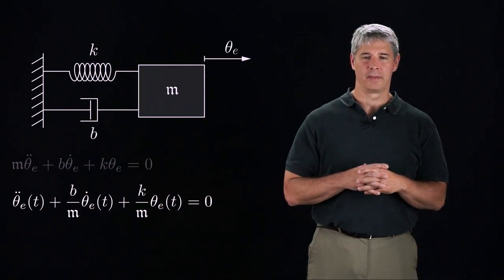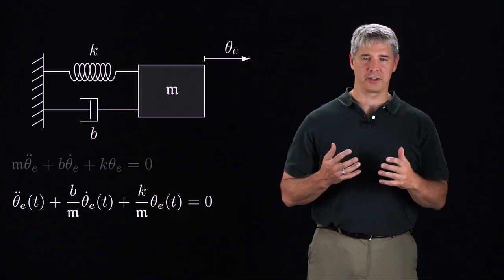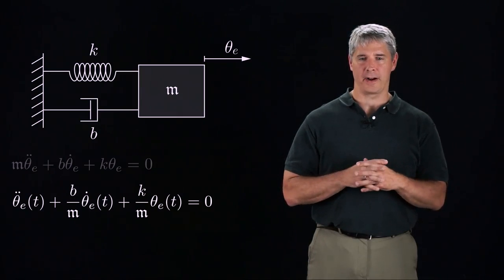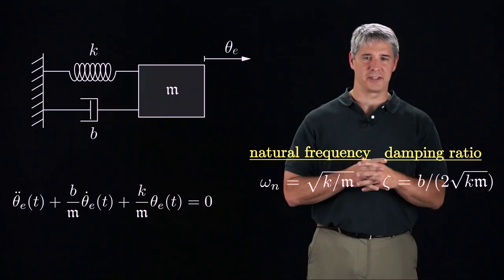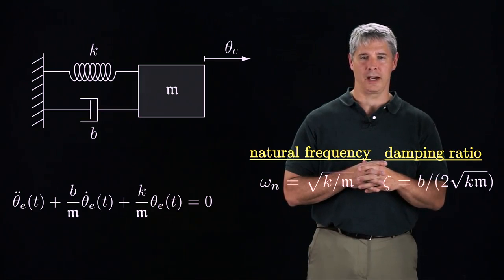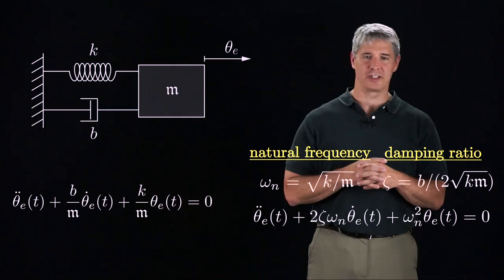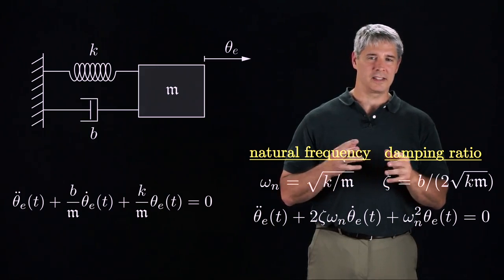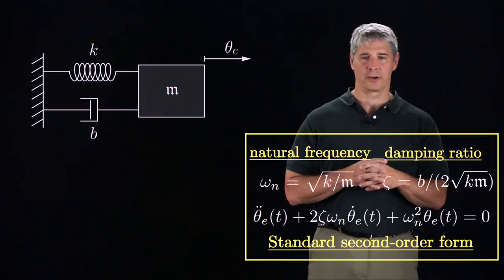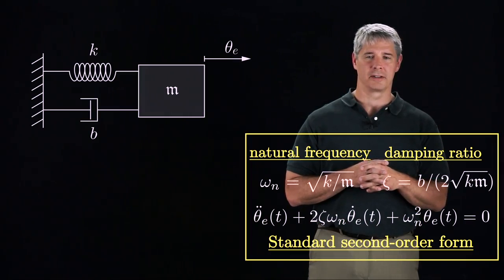to 0. For stable second-order differential equations, it's customary to define the natural frequency omega n to be equal to the square root of k over m and the damping ratio zeta to be b over 2 times the square root of km. Then we can rewrite the differential equation as theta e double dot plus 2 zeta omega n theta e dot plus omega n squared theta e equals 0. This is the standard form for a stable second-order homogeneous linear differential equation.